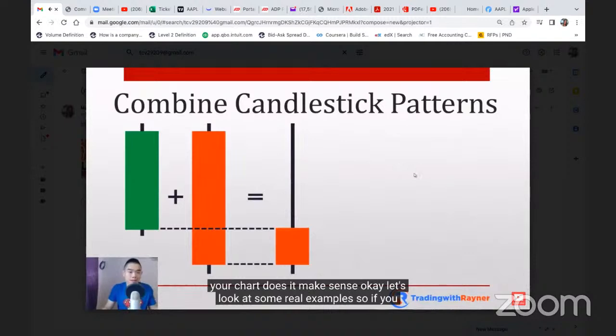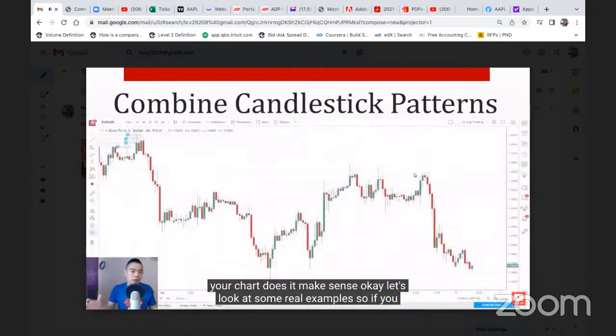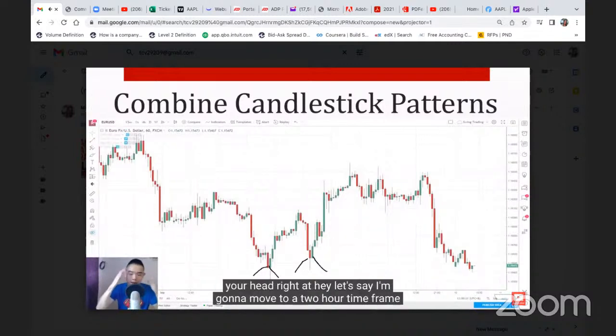Okay, let's look at some real examples. So if you look at this chart, this is the chart of the 1 hour time frame. Just pay attention to these two areas. These two candles, this one, and this one. Briefly visualize in your head, let's say I'm going to move to a 2 hour time frame right now. How will these patterns change? So let me give you 5 seconds to work on your visualization. 1, 2, 3, 4, 5. All right, so let's have a look.